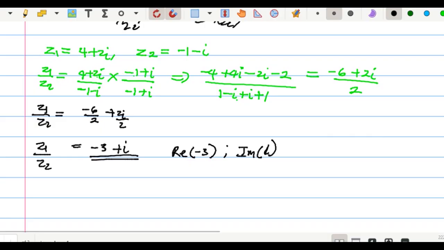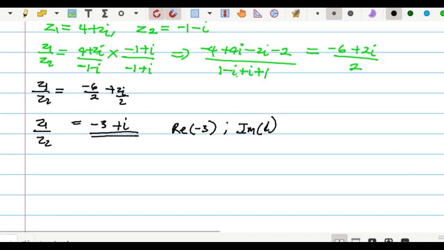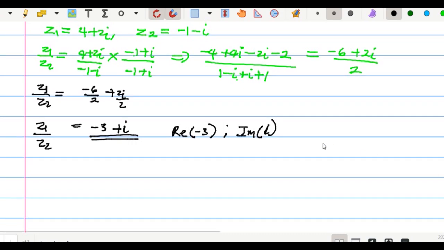So in the next video we are going to be looking at the Argand diagram. We are going to be exploring the Argand diagram more. We'll also be looking at the conjugate of a complex number.